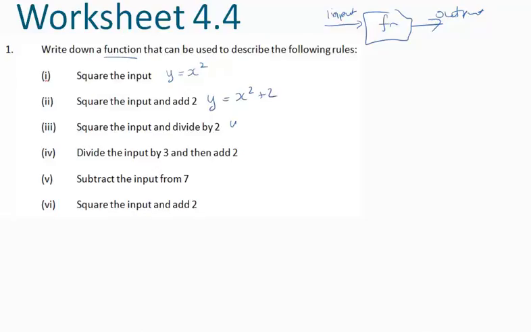Square the input, divide by 2, y is equal to x squared divided by 2. To divide the input by 2 and then by 3 and then add 2, y is equal to x divided by 3 plus 2. Subtract the input from 7, y is equal to 7 minus x. And to square the input and add 2, x squared plus 2.